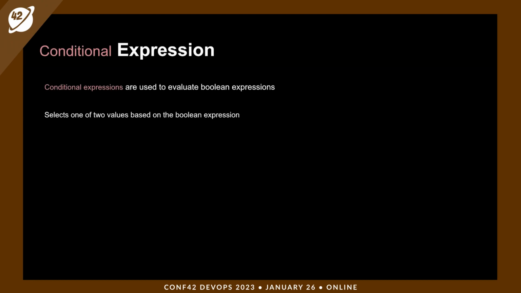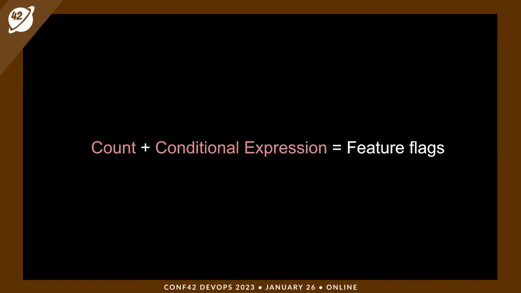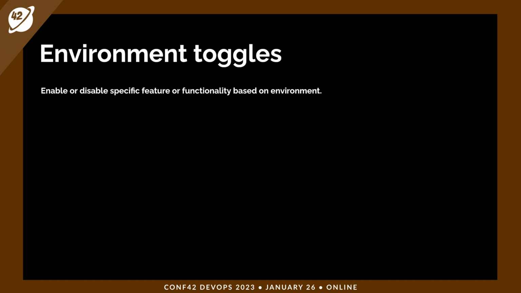Another key player in the story is the conditional expression. A conditional expression in Terraform uses the value of a Boolean expression to select one of two values. So using count and conditional expressions, we can implement feature toggles in Terraform. Let's look into some implementations. First, we will look into creating environment-based feature toggles. Basically, environment-based feature toggles are feature flags which help you toggle between features based on the environment you are deploying to.